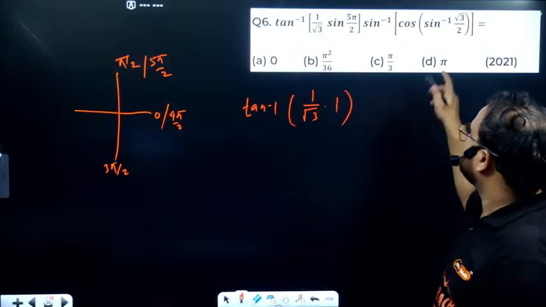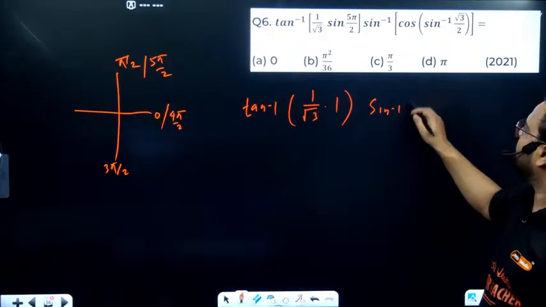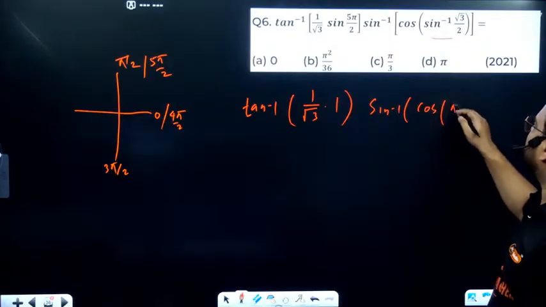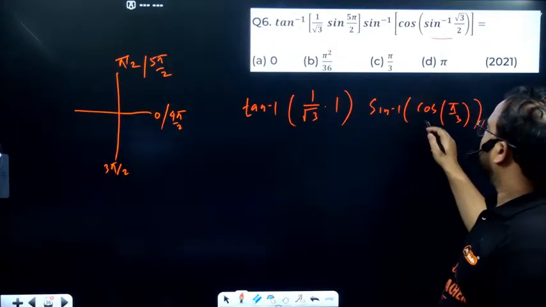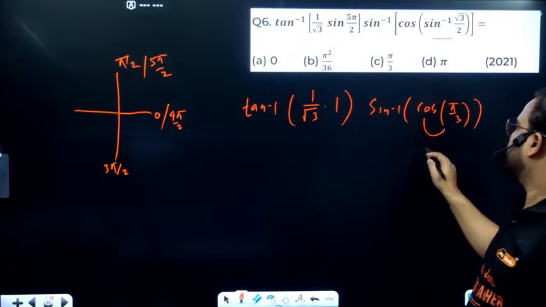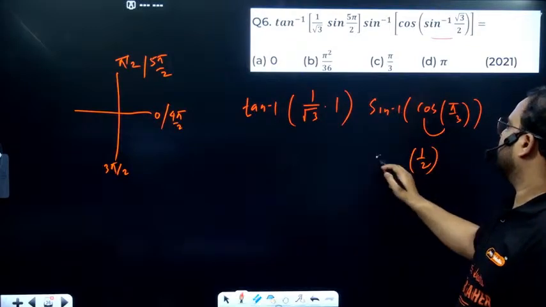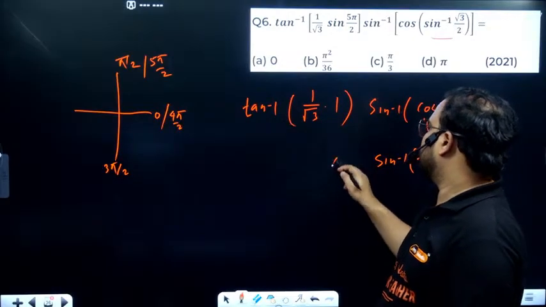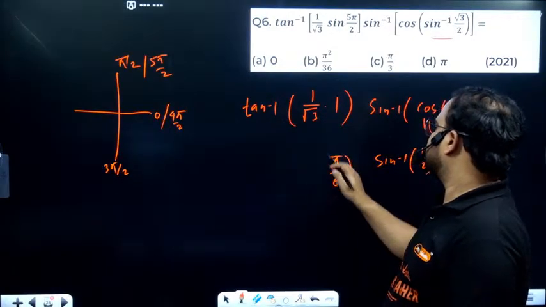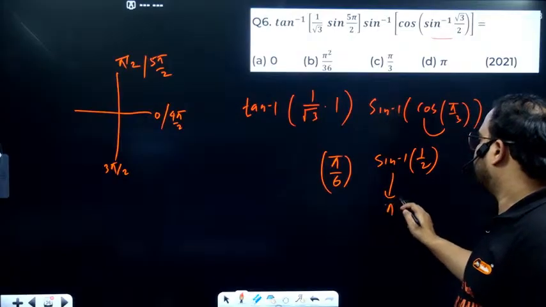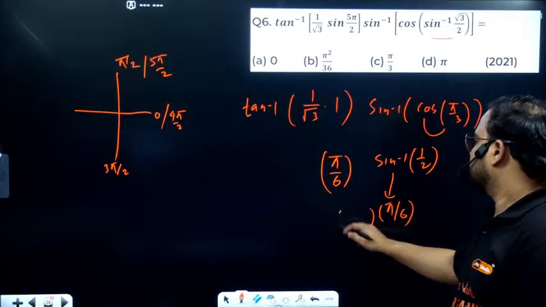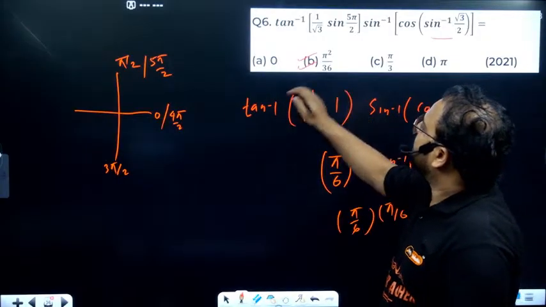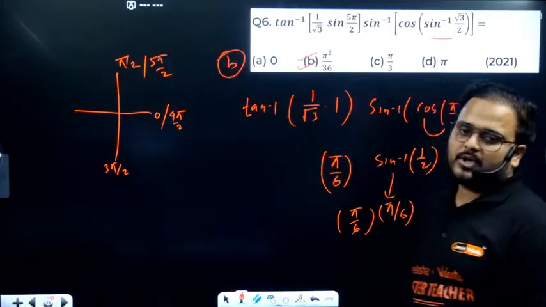Outside we have tan inverse. Check this out. Sine inverse of root 3 by 2 is pi by 3. Cos pi by 3 is how much? 1 by 2. Then sine inverse of 1 by 2, what is this value? Tan inverse of 1 by root 3 is pi by 6. This is also coming as pi by 6. This is already pi by 6. Answer is pi square by 36.